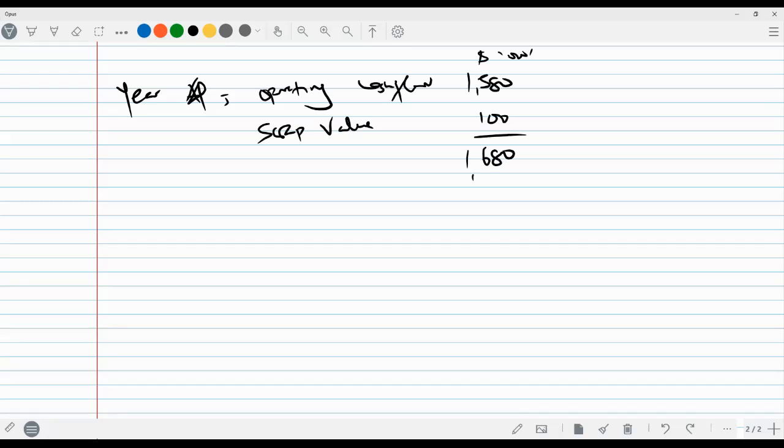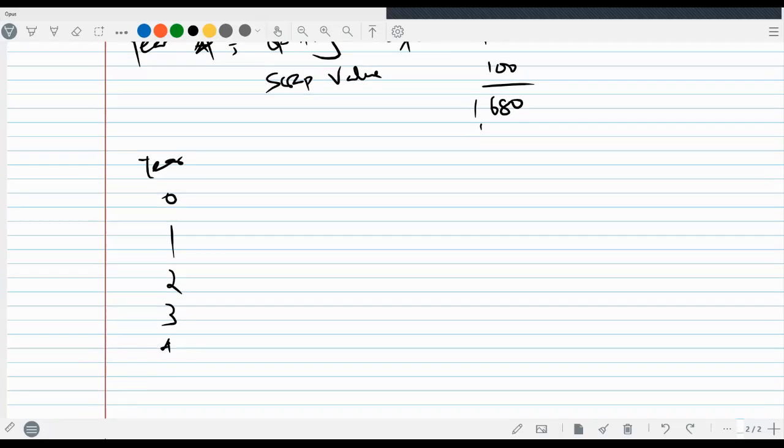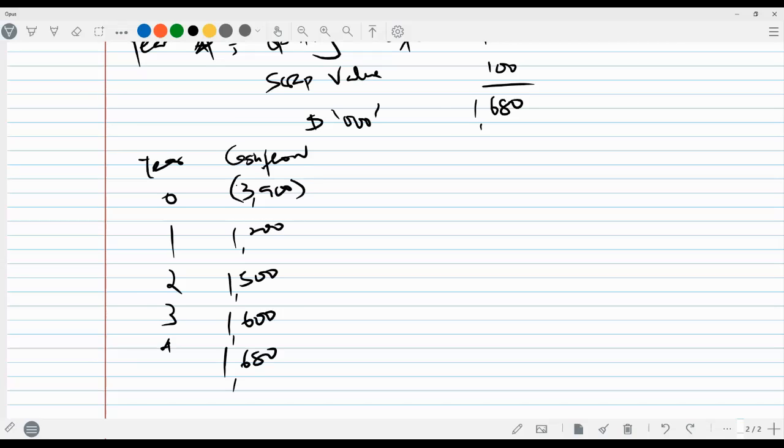Then you follow our usual table. So you have year 0, year 1, year 2, year 3, year 4. Here you have cash flow. Year 0 is the initial cost, the cash flow in thousands of 3.9 million. Year 1 is 1200. Year 2, 1500. Year 3, 1600. By then I think you don't even need year 4, but either way, we can include year 4, which is 1680. Then we have here cumulative cash flow.